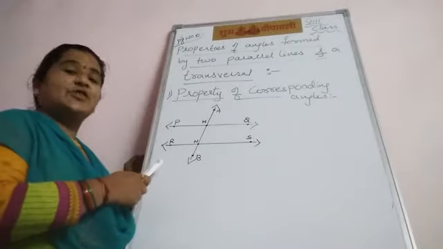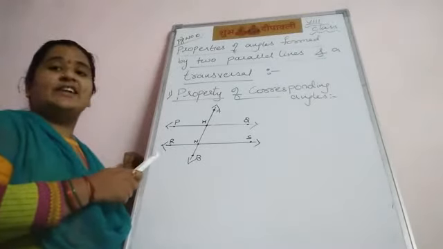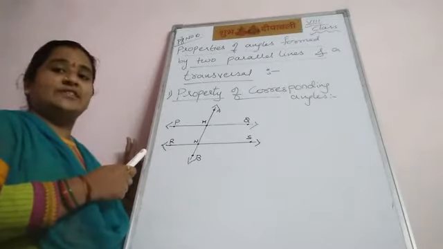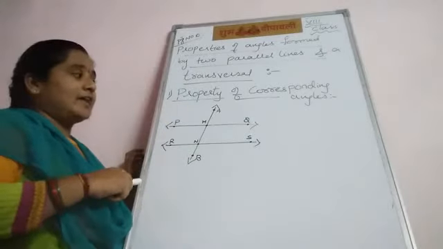Now our next topic is properties of angles formed by two parallel lines and a transversal. In that we are going to learn three properties. First property is property of corresponding angles.